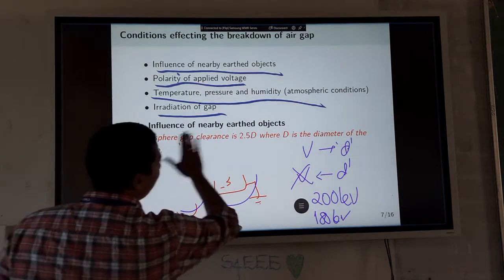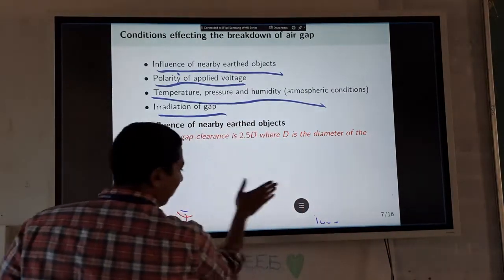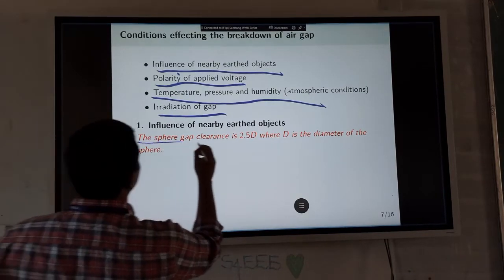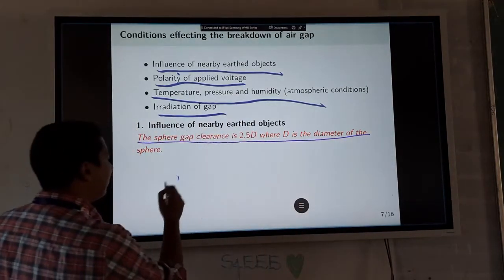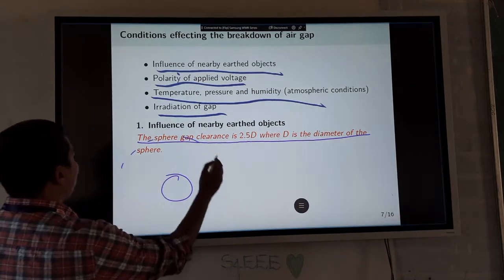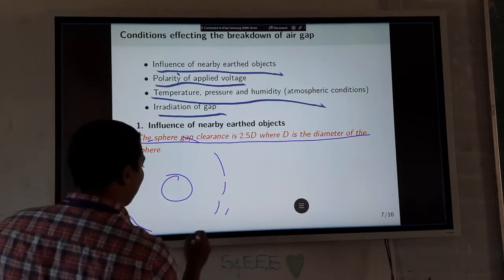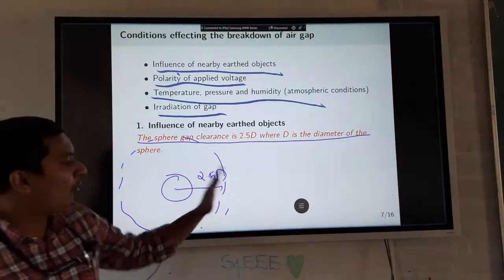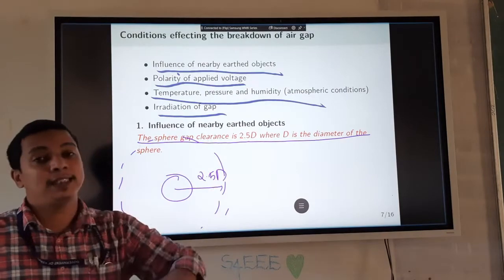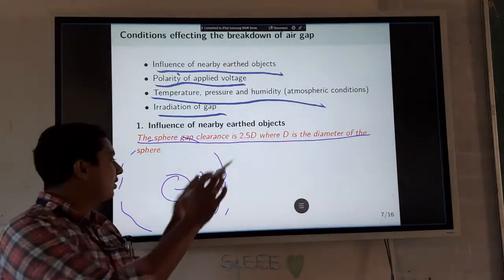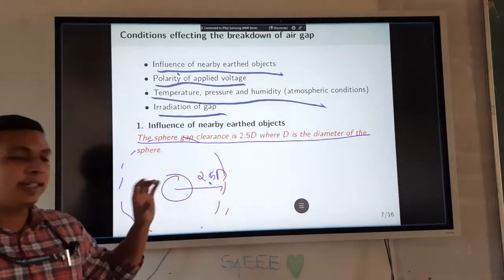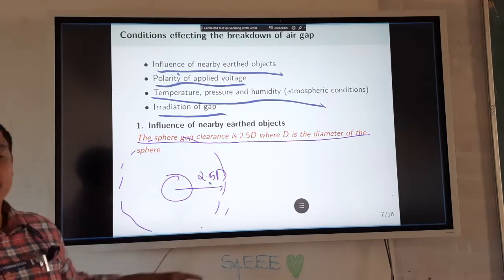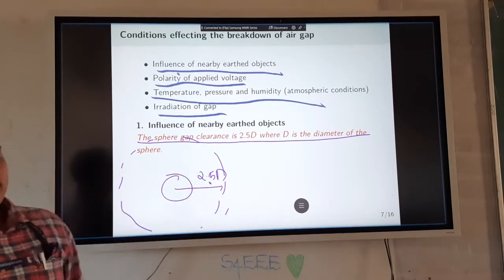So what can we do against that? It is quite simple. The sphere gap distance is 2.5. Whatever the distance around the sphere gap, your clearance area will be 2.5. All your other equipment, apart from the measurement setup, will be outside 2.5 times the diameter of the sphere. So that is what we do in terms of clearance.